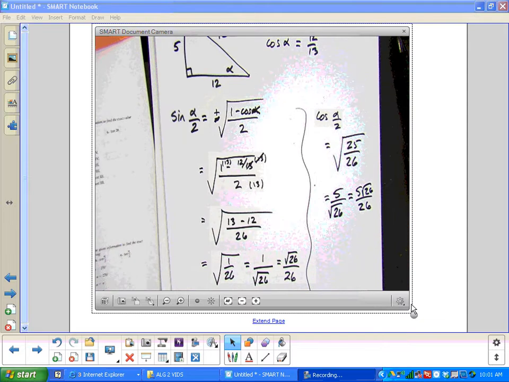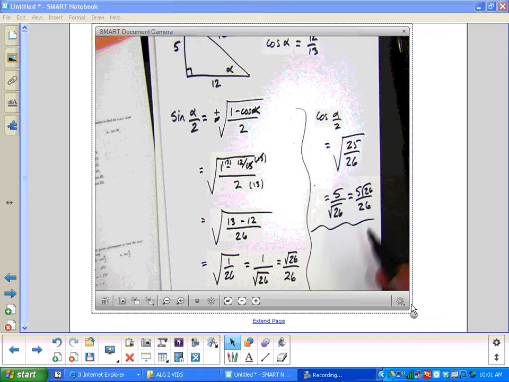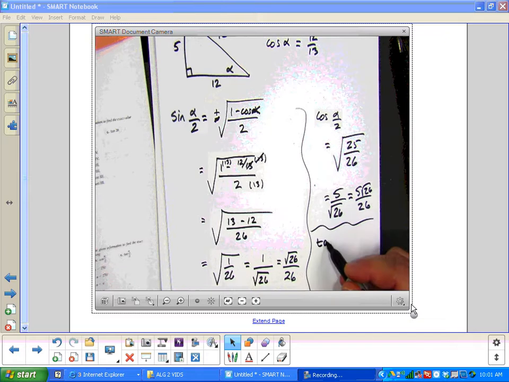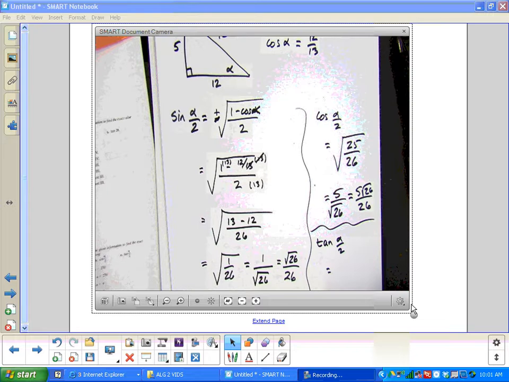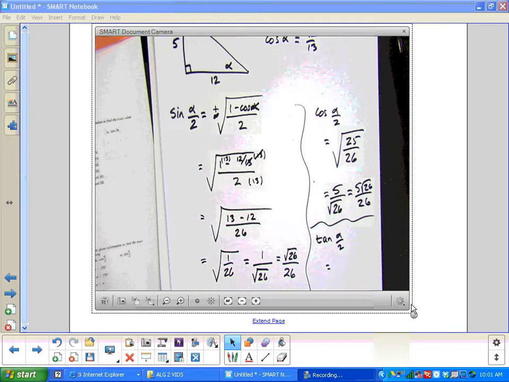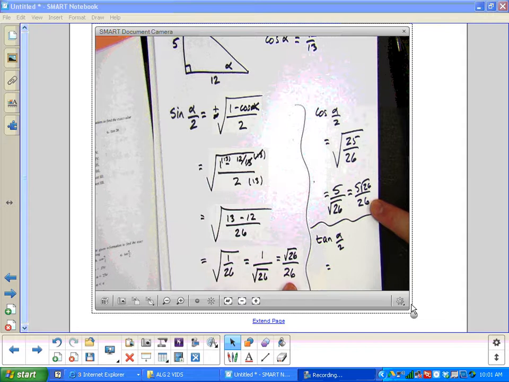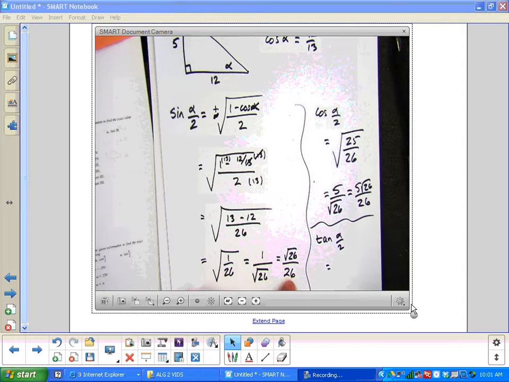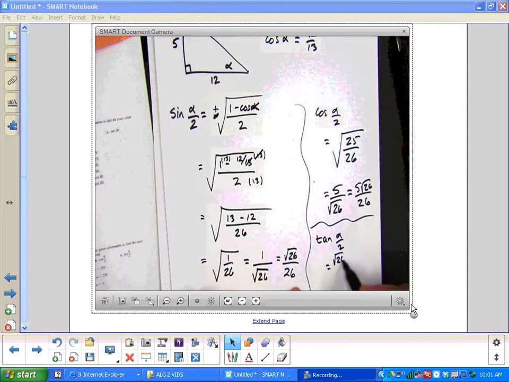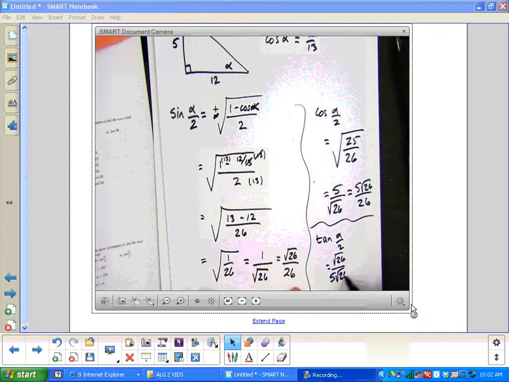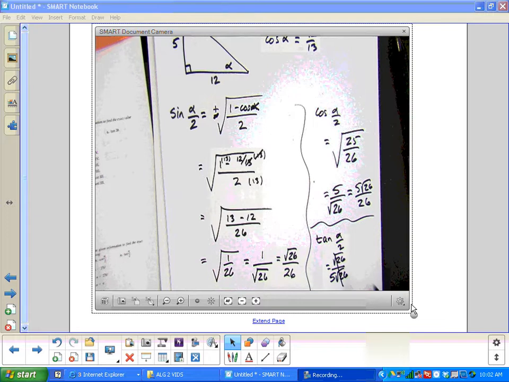All right, now tangent. We're going to shortcut this one too. What are we going to do for the tangent here? The sine over cosine. So what's going to happen with the 26s? Yeah, they're going to cancel. So it's just going to be square root of 26 over 5 square roots of 26. So they'll cancel. And right, that's not 5. That would be 1/5. Okay, y'all follow those?